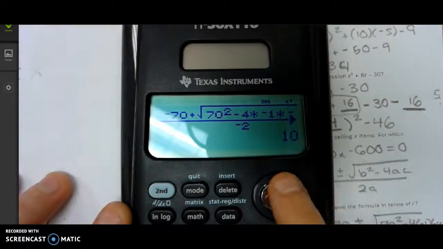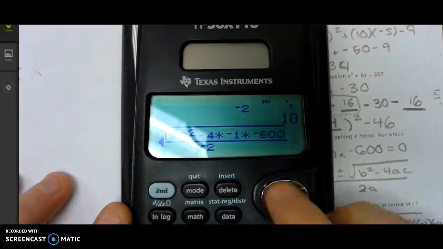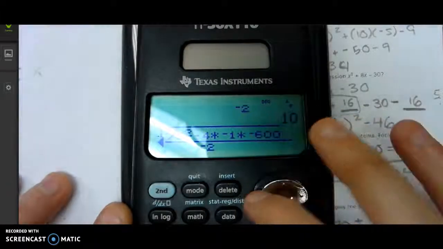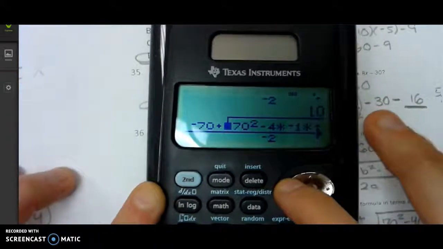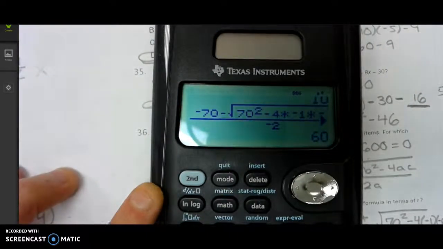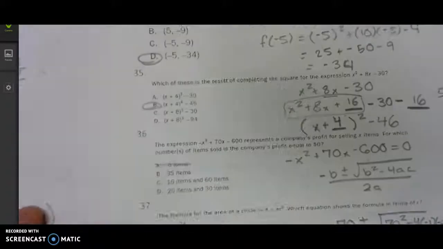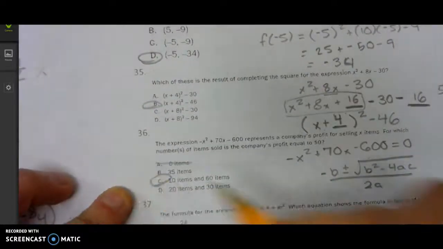I got 10 for my first answer. Remember, I can go back, hit enter on that, and just scroll back through to change my other sign to a minus sign. And we get my second answer. So my answers are 10 and 60. So C is my answer.